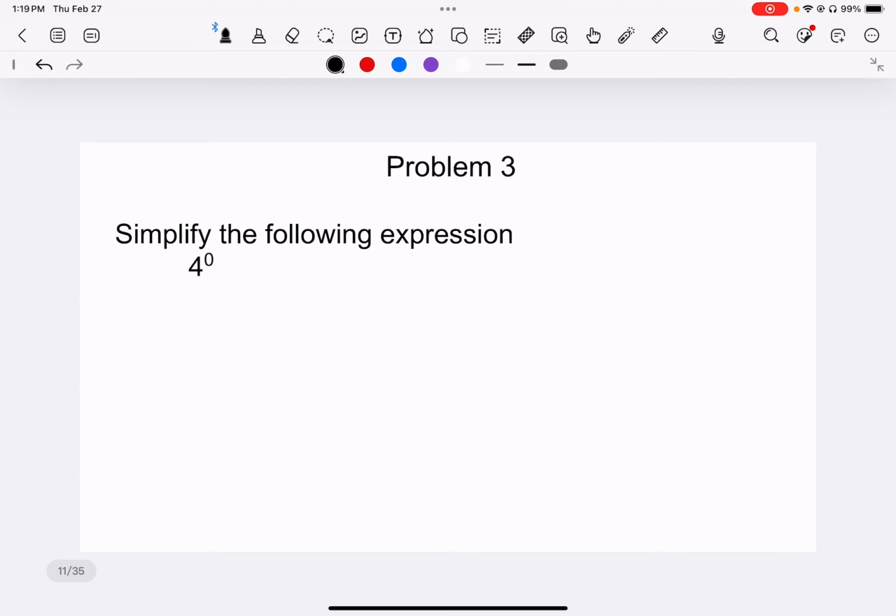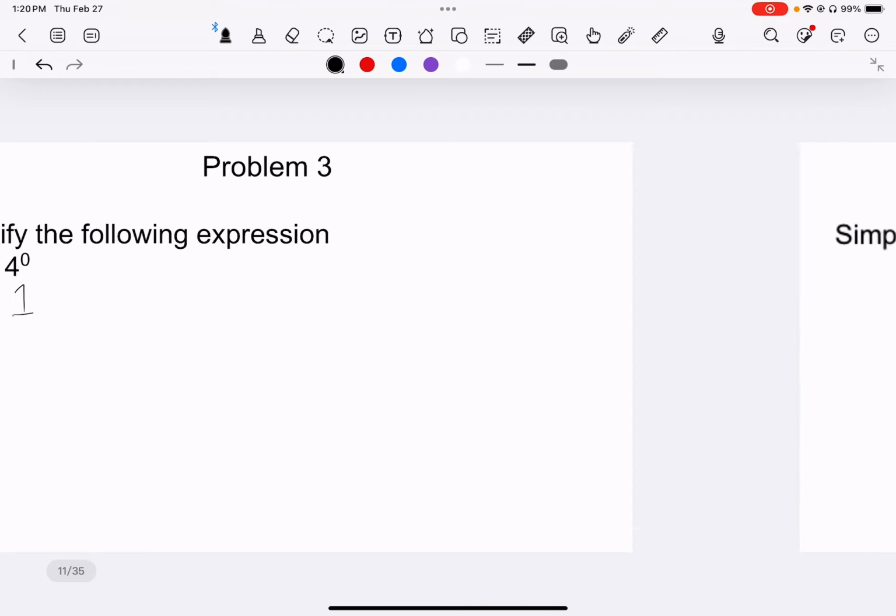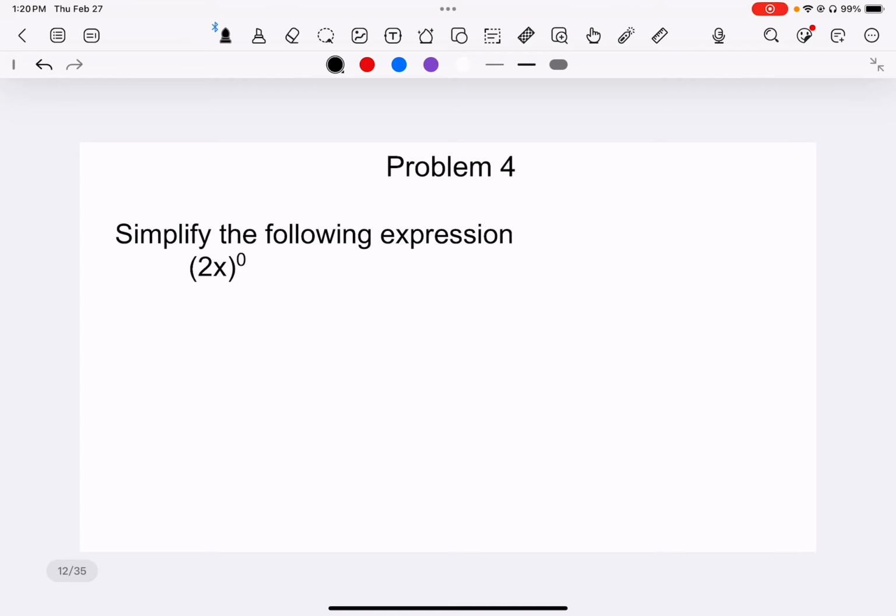Simplify the expression, 4 to the 0 power. Anything to the 0 power is 1, so 4 to the 0 power is just 1. Next, 2x to the 0 power. Now since it's 2x in parentheses, that whole term being raised to the 0 power, that is still just equal to 1.